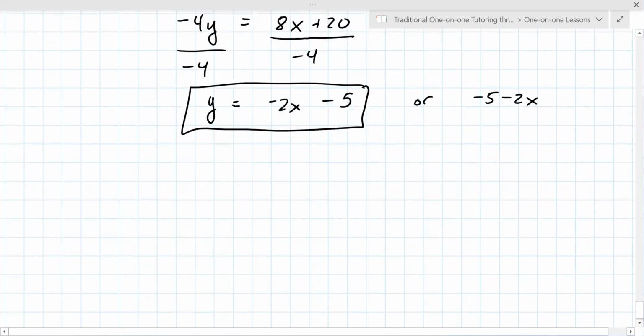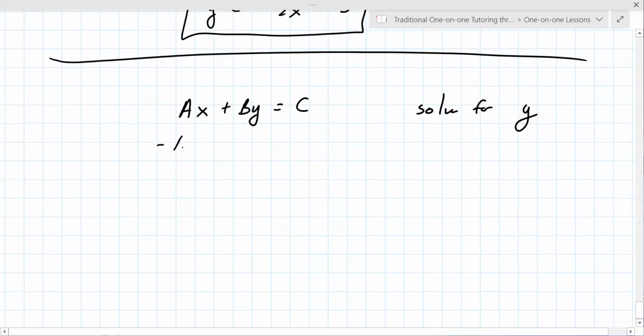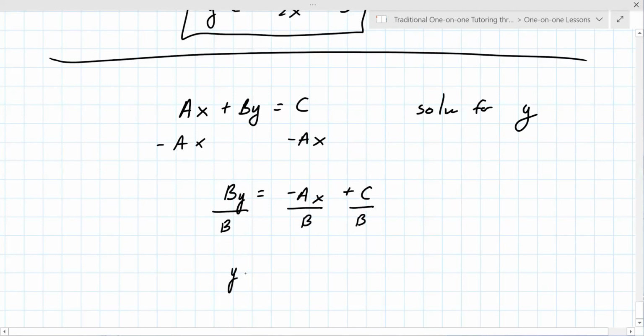Okay. So let's go back to our original question, which is I said, hey, Craig, here's a literal equation, ax plus by equals c, and I want you to solve for y. So watch this here. If you subtract ax from both sides, you get by equals minus ax plus c. And then you divide both sides by b. You're literally dividing everything by b. So minus a over b x plus c over b, like that. Do you see how you solve that for y?